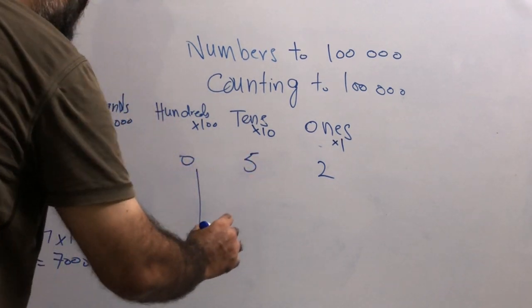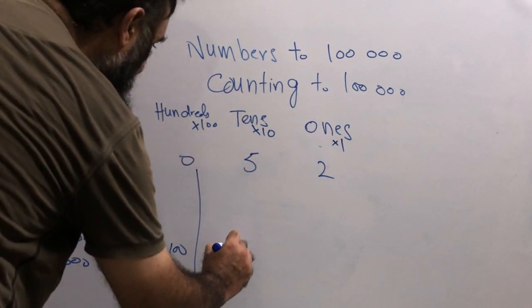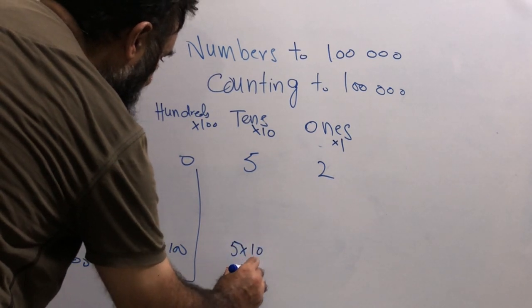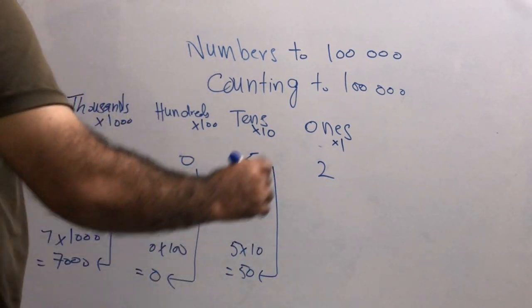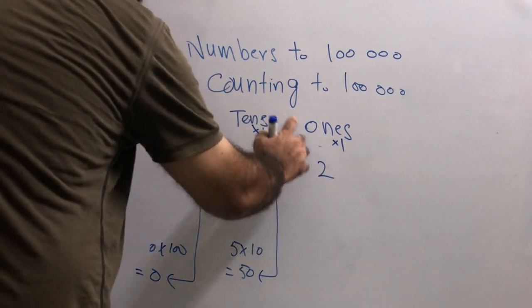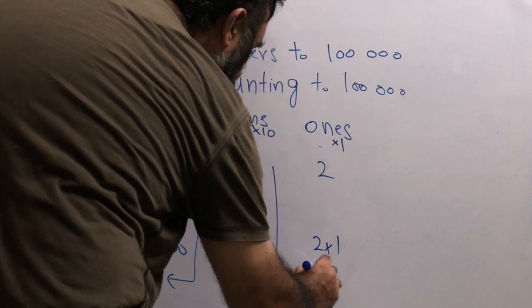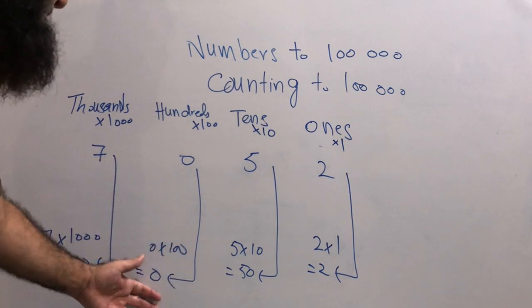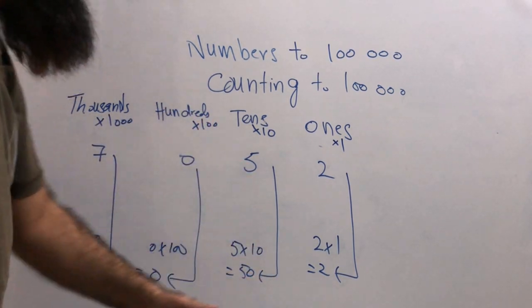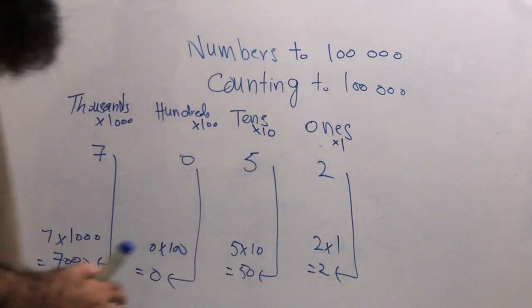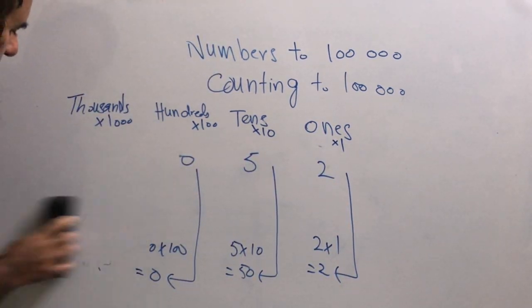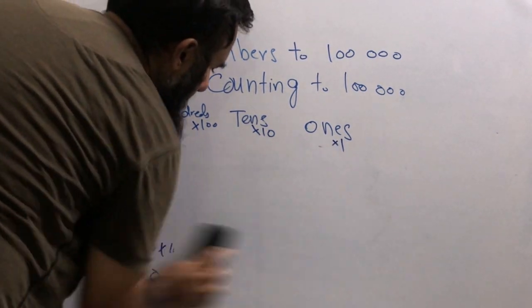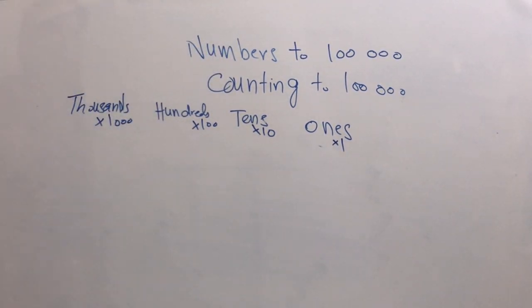Here we have 5. Okay, I know that it's coming under tens, so straight away I'll multiply 5 with 10. It becomes 50. So the value of 5 is here 50. And for 2, I know it is coming under 1, so straight away I'll multiply it with 1. It becomes 2. So value of 2 is 2. Okay, so simply the value of 7 is 7000. Value of 0 is 0. Value of 5 is 50. Value of 2 is 2. Okay, so I think we should do more examples so that the concept should be very clear for you.